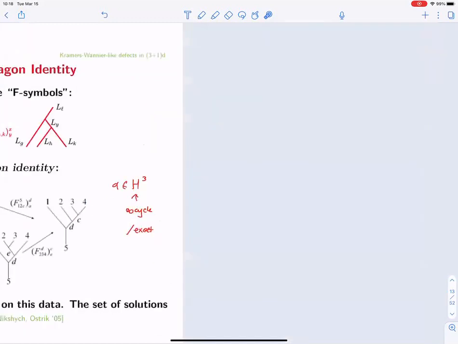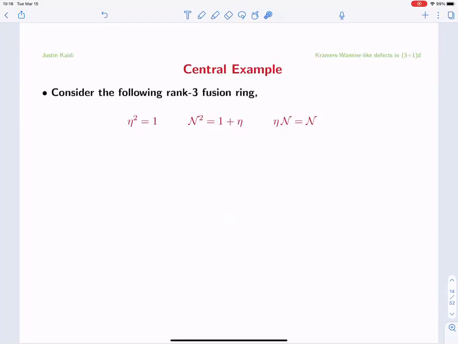All right, but let's focus on fusion rings for the moment. Let me tell you about one particularly interesting fusion ring, which will be a central player in today's talk. That fusion ring is the following rank 3 fusion ring. Rank 3 just means there's 3 lines which participate. There's the identity line, there's this line eta, which has a Z2 group-like fusion, and there's this N here, which has non-invertible fusion because it squares to a sum of stuff.